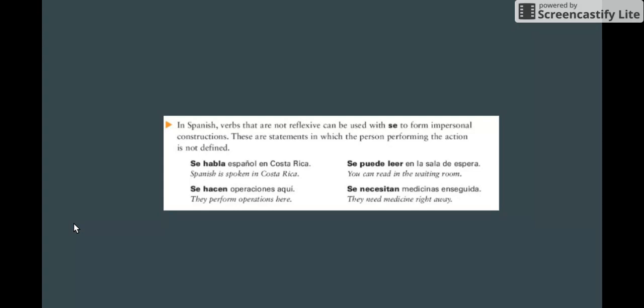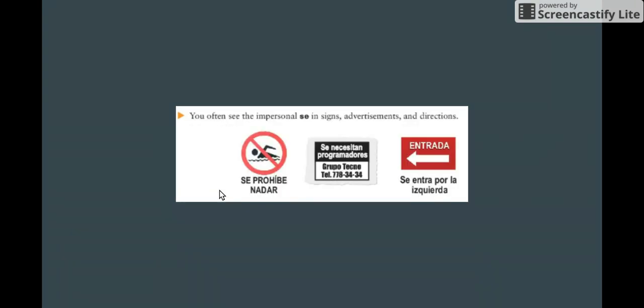Se hacen operaciones aquí. They perform operations here, or operations are performed here. There's not a specific person doing the action. It's just an impersonal passive statement. In all of these, you have just the se in front of the verb: se habla, se puede, se necesitan, se hacen. And you can see the verb is conjugated to the subject. Español, singular. Se puede leer, singular. Se necesitan medicinas, plural. Se hacen operaciones, hacen, conjugated to the third person plural rather than the singular.